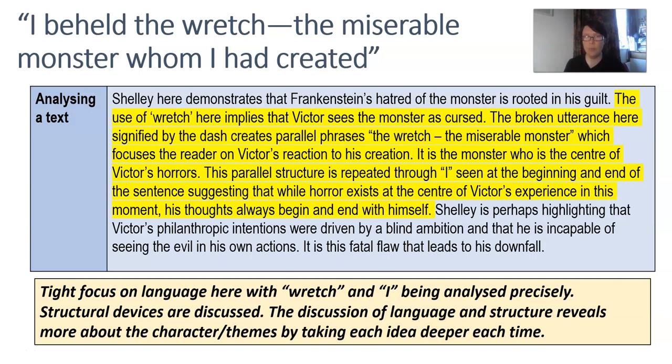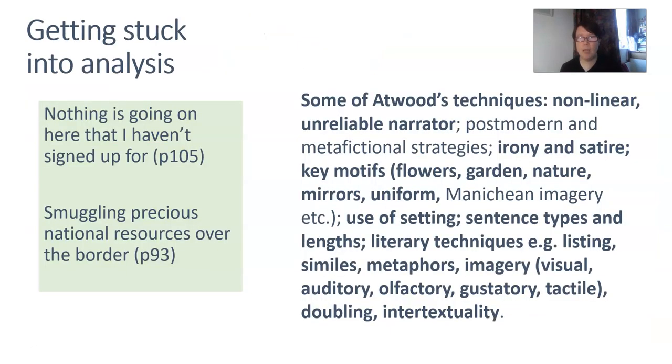And so we have a discussion of the phrase wretch. We have the discussion of the broken utterance, the structural devices. So the parallel structure, the bookending of the sentence with I, making sure that everything begins and ends with him, the creature in the middle. We have the discussion of the I. We see then that there's much more about this character and the themes, and each time we talk about it, deeper meaning is applied.